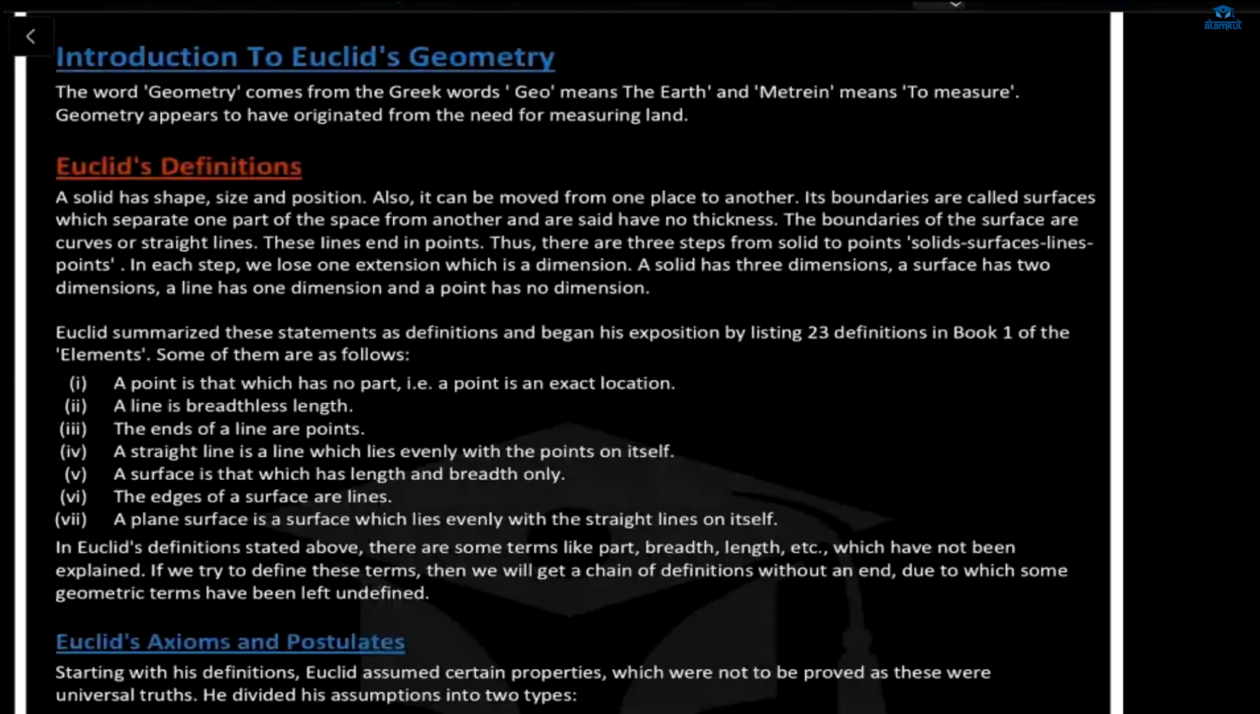In each step, we lose one extension, which is a dimension. A solid has 3 dimensions, a surface has 2 dimensions, a line has 1 dimension, and a point has no dimension. I think you already know. Every step you move, you lose 1 dimension.